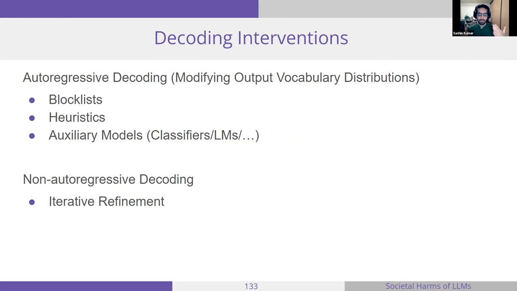Okay, so to summarize, we looked at decoding algorithms for both autoregressive settings, which generate left to right, and non-autoregressive, which iteratively refine the entire sequence. We discussed pros and cons for both. And apart from the issues that I already discussed, there are still some remaining challenges.